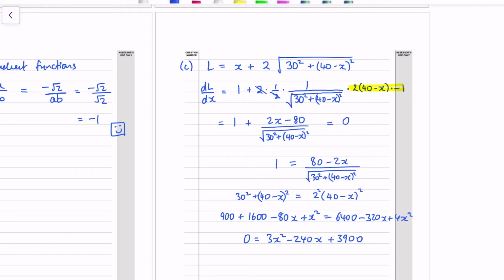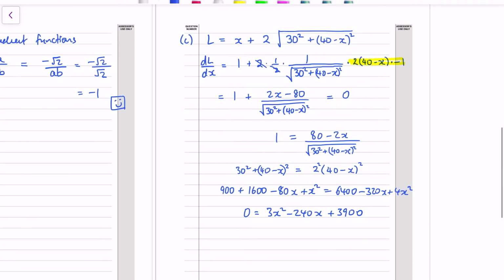Oh, actually, I think I know. The NZQA answer has a different thing for x in their diagram. So I'm getting an answer of 22.68. But if I take 40 minus 22.68, no, there's no issues at all. Brilliant. Okay, we continue.